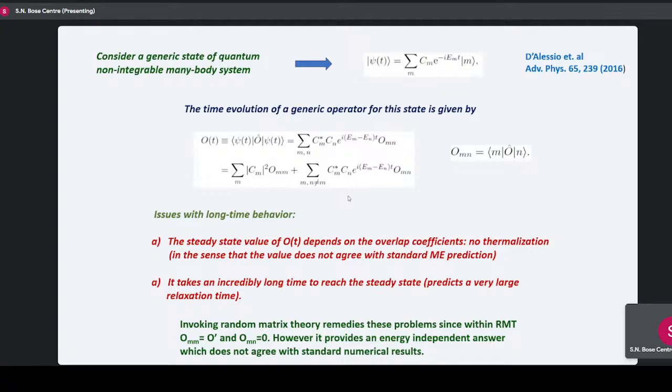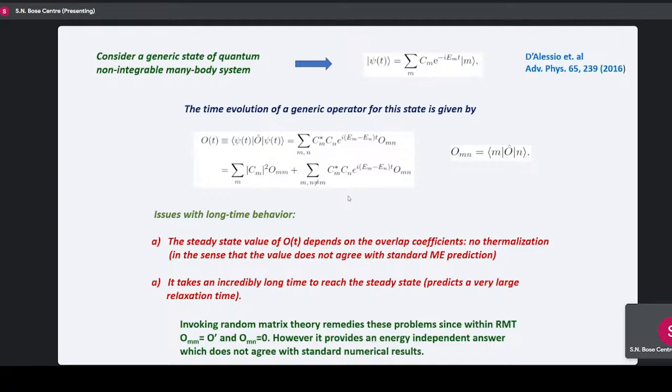So that's the problem. The second one is that you could ask how long it takes to reach the steady state. The answer is when the time is large compared to the inverse energy gap. And that is a very long time, because in the middle of the Hilbert space, the gap between energy states is exponentially small in system size. So the system takes an incredibly long time. This is in contrast to what we actually see. We don't take that much time to reach a steady state.